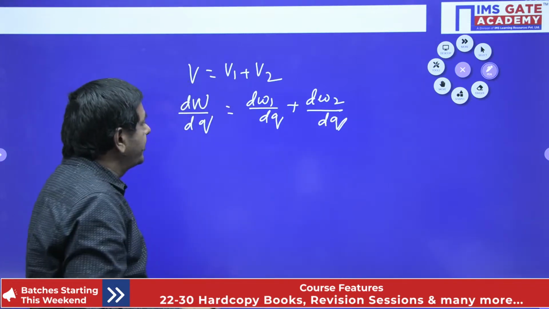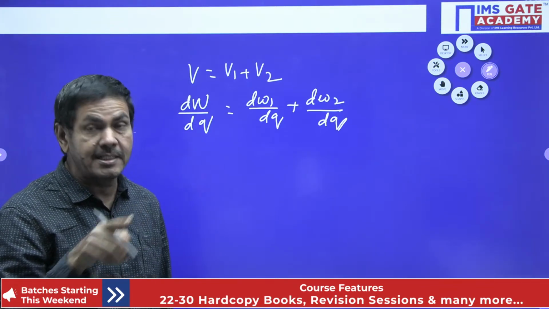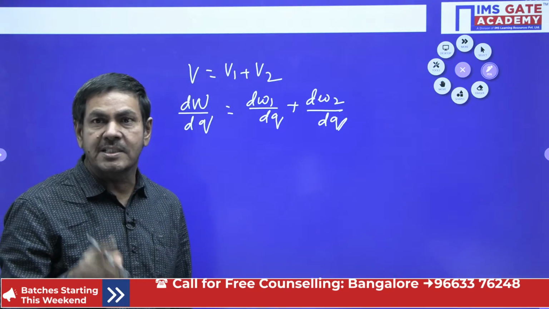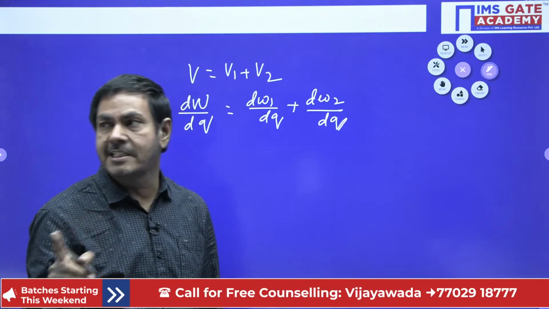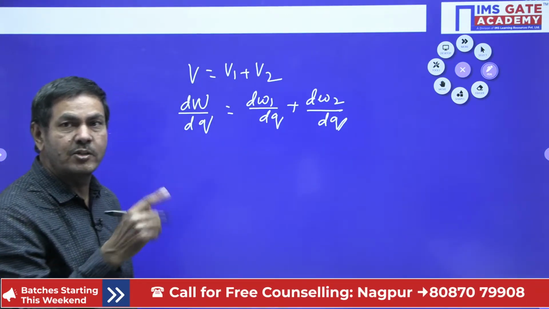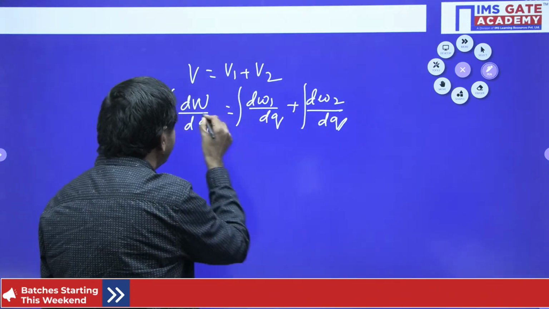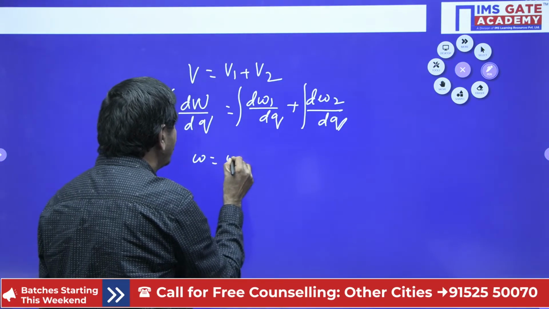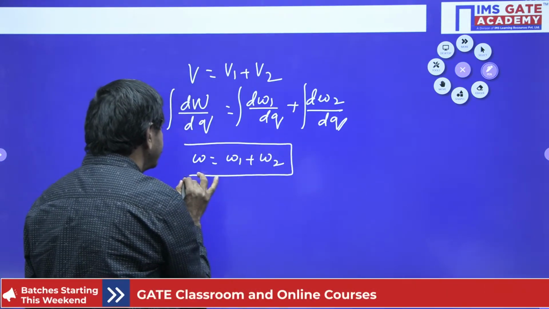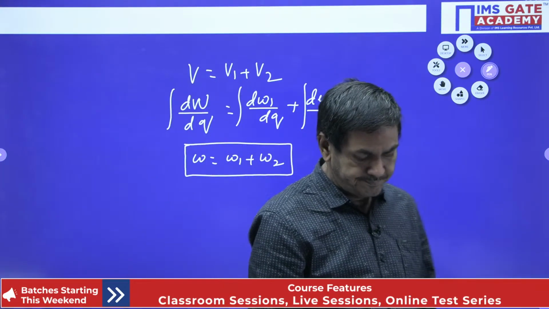Sir, shall I put it Q1, Q2, Q3? Why are you not changing the Q, sir? Why can't you take Q1, Q2? Because it is a series circuit only. In the series circuit, the charge will be the same. The charge will not be changing. That's why I put dQ only. Q1, Q2, Q3 are not allowed. Understand? Whenever I apply integration on both sides, W equals W1 plus W2, where W is nothing but the work done. This formula is possible, so the KVL is taken here.